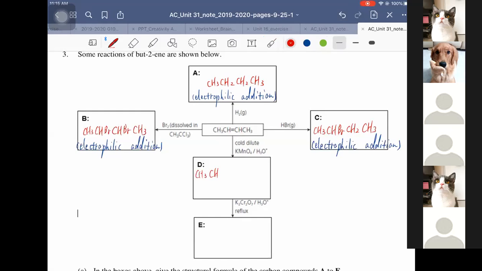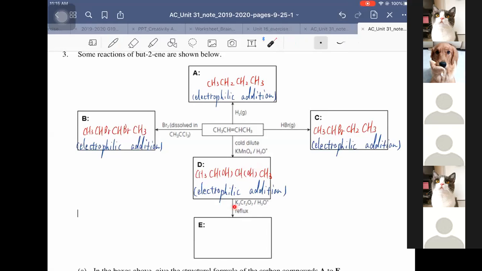CH3CH, and then the OH group added to both sides of the double bond. And then we have CH(OH)CH3. Okay, so the type of reaction is electrophilic addition. Okay, so now we have a diol. So we have two OH groups in that molecule.